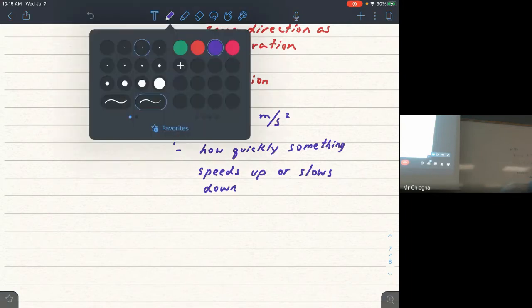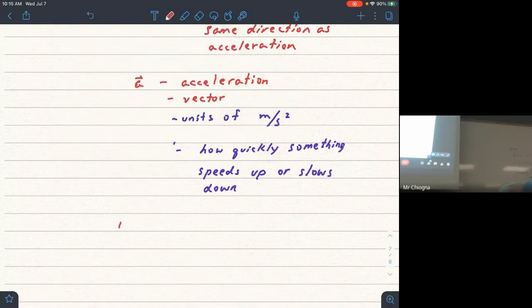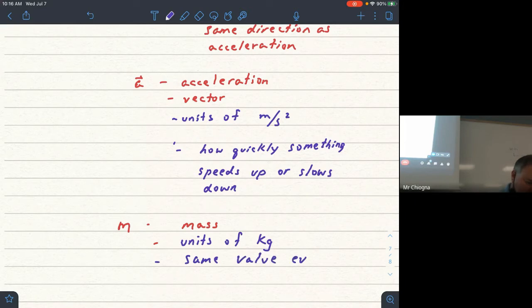Your mass has units of kilograms. And it's the same everywhere. The mass is the amount of matter. Same on any planet, same on any moon. It's the same value everywhere.